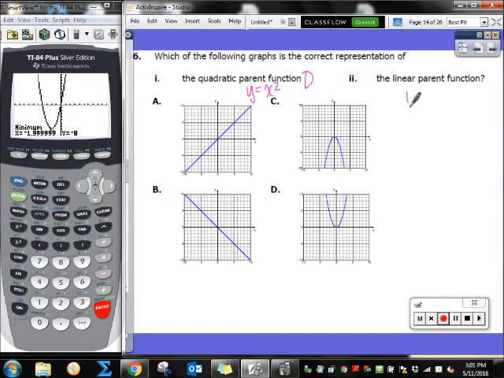Linear parent function is y equals x. So that has to have a positive slope, which would have to be A, and goes through (0, 0). Both of our parent functions touch the origin.